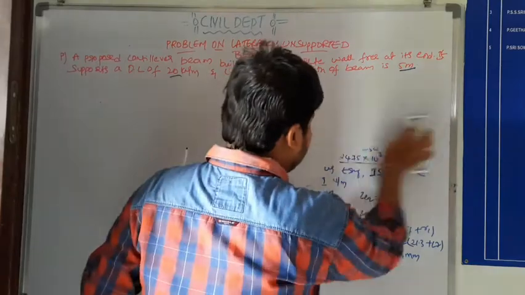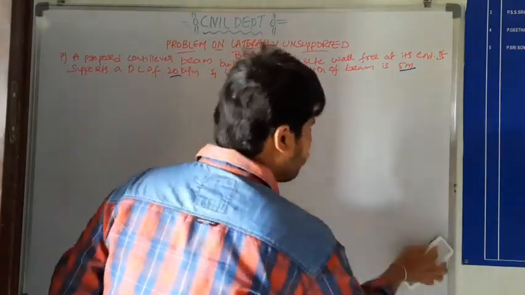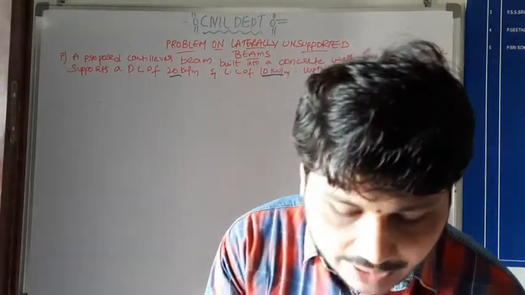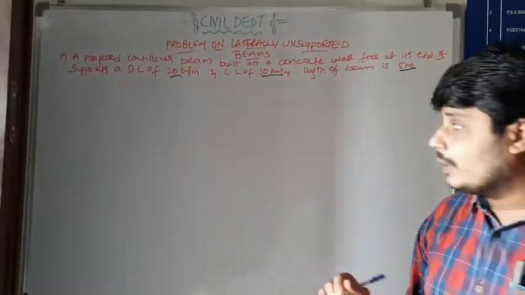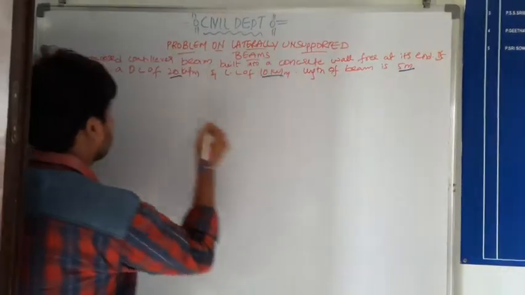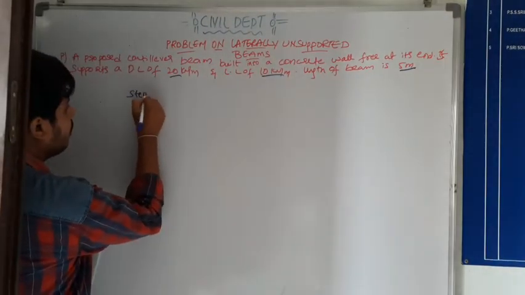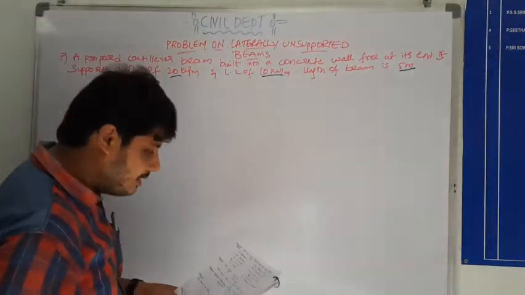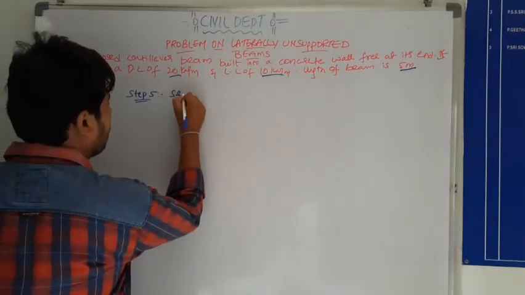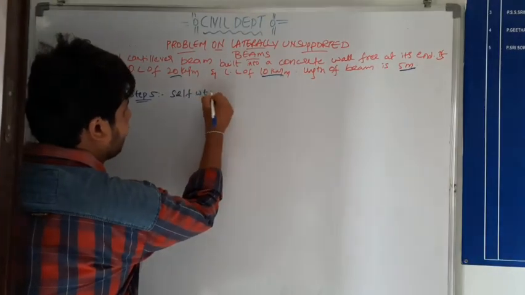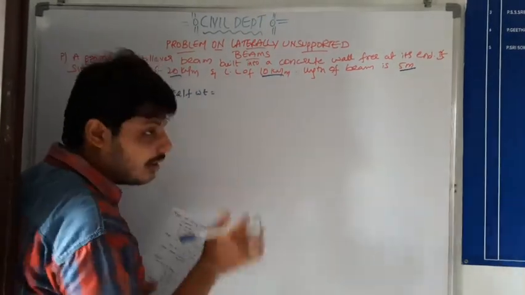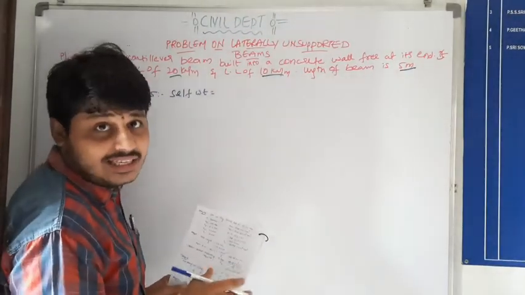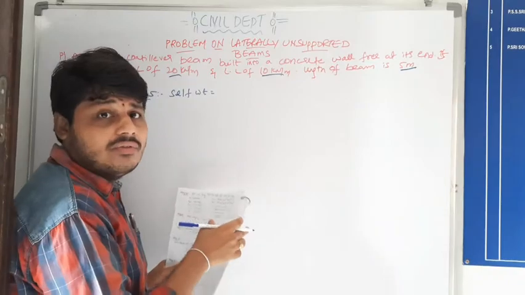In some textbooks, step 5 is common. So step 5 is nothing but checking whether the load value taken is safe or not. The load which you have taken for the section, is it safe or not? So we are calculating the load to see whether it is safe or unsafe.